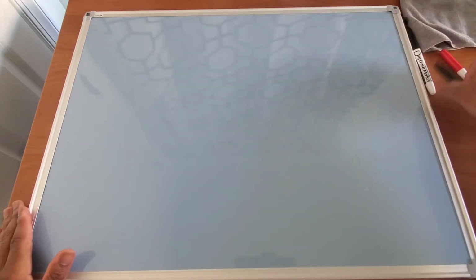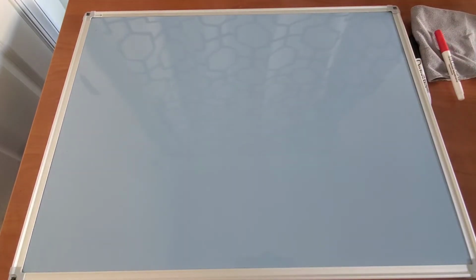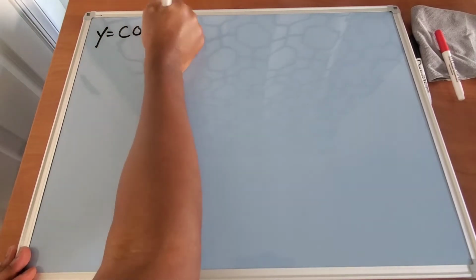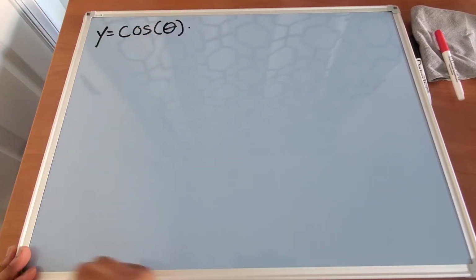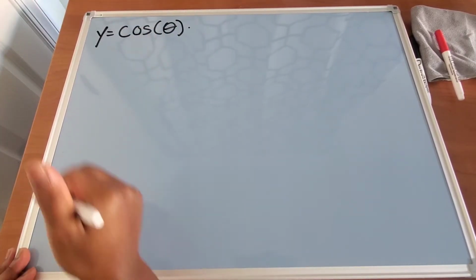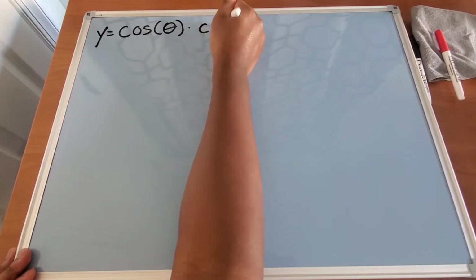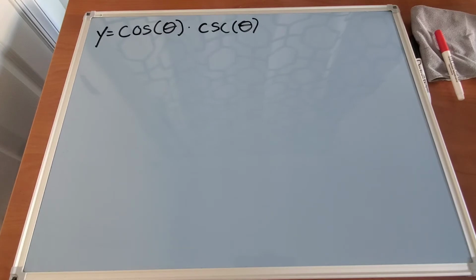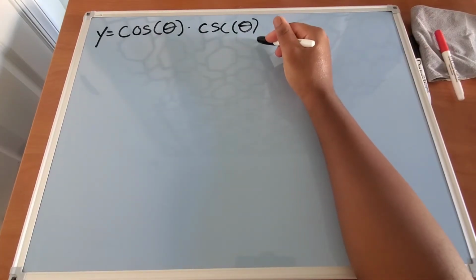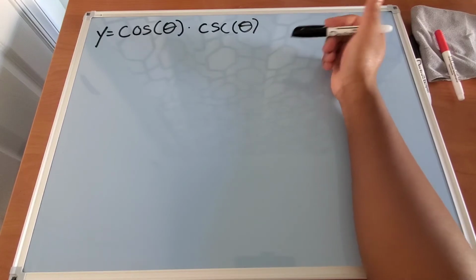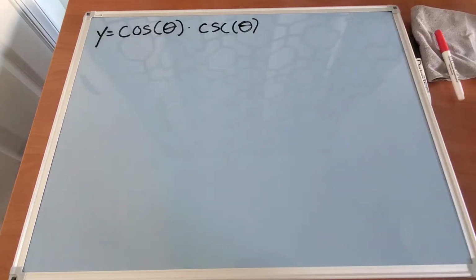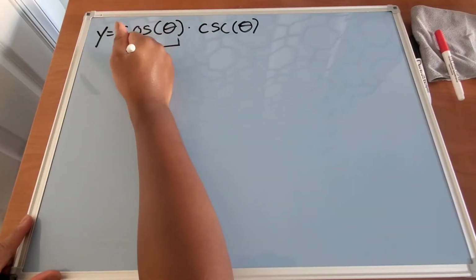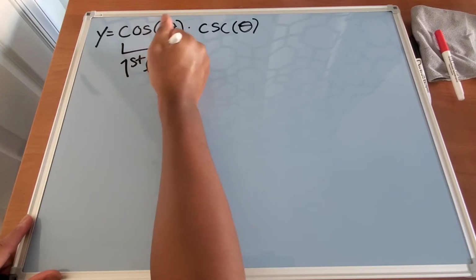So for question number 4, we have y is equal to cosine of theta times cosecant of theta. So similar to the last problem, you can actually simplify this down because we know that cosecant of theta is 1 over sine. So we could say y is equal to cotangent theta, and the derivative of cotangent theta is negative cosecant squared theta. But for the sake of practicing product rule, we will identify this as our first function.